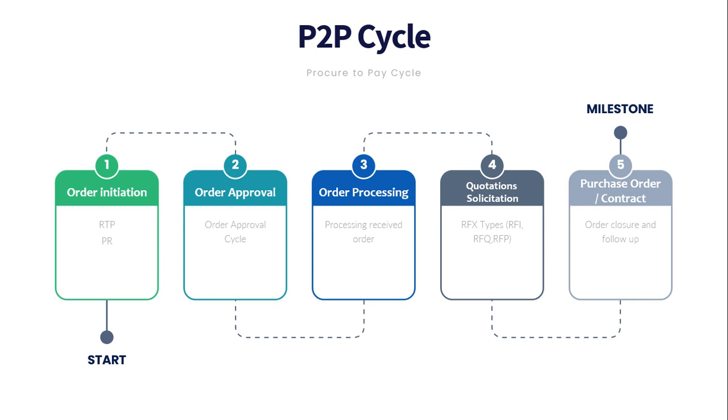So this module is an end-to-end business process. In this module, we will learn how to run the procurement process from A to Z, from order initiation until issuing the purchase order to the supplier. You will also learn how to manage the complete cycle before issuing the purchase order, while processing the PO and after sharing the PO with the winner bidder.